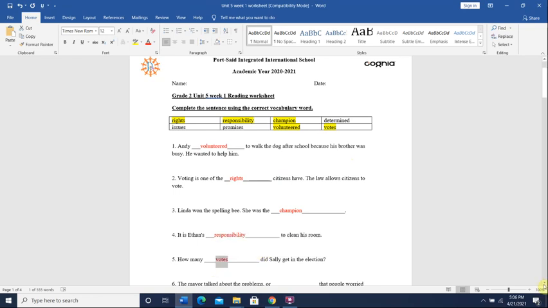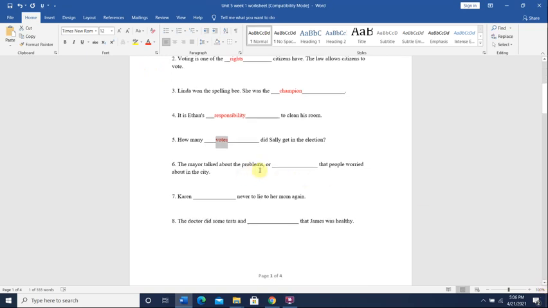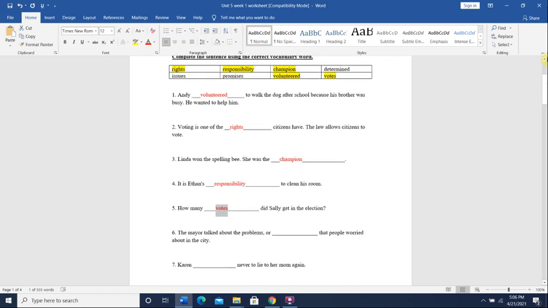Okay, next here, the mayor talked about the problems or blank that the people worried about in the city. The mayor is the leader of a city. So the mayor, or the leader of the city, talked about the problems or issues that people worried about. Okay, another word for problem or topic is issues.